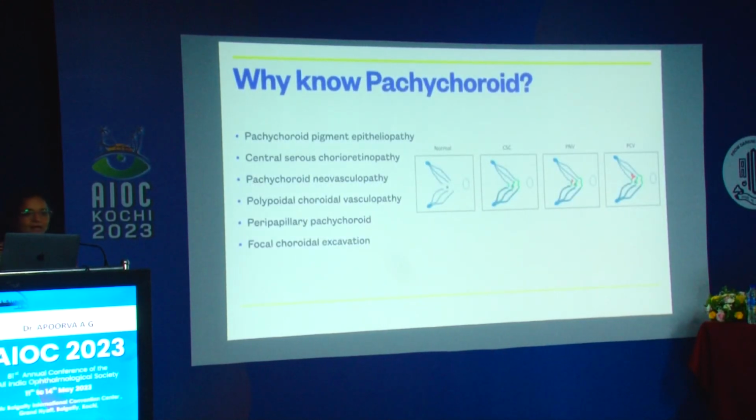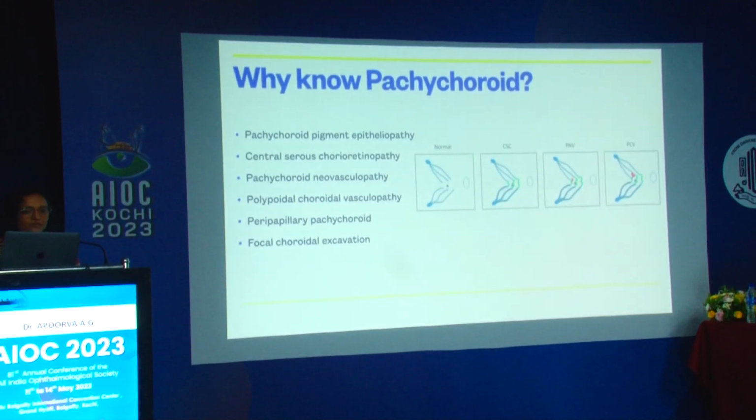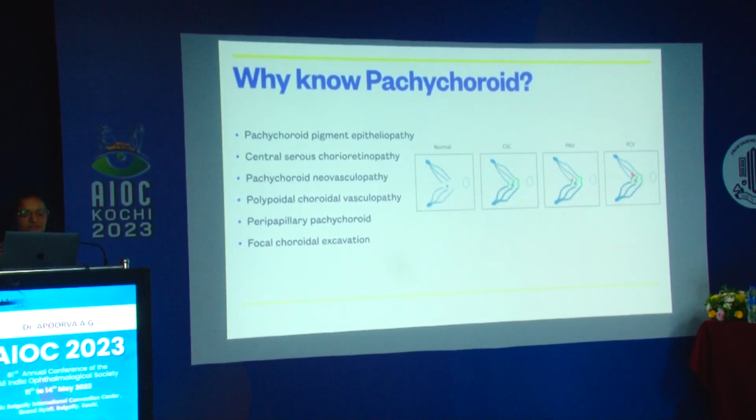So why we should know pachychoroid is because it is a spectrum ranging from pachychoroid pigment epitheliopathy. This is the normal orientation of the pachy vessels with the vortex vein, and here you have an asymmetric dilatation with this kind of crossing of the watershed zone and intervortex vein anastomosis, causing an occlusion of the choriocapillaris first in a geographic area, and later the geographic area is kind of obliterated.